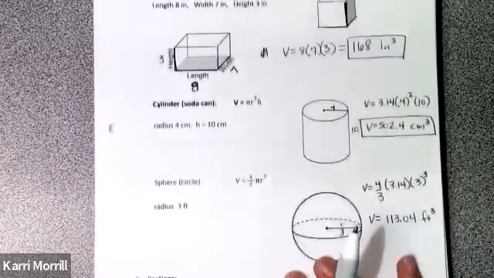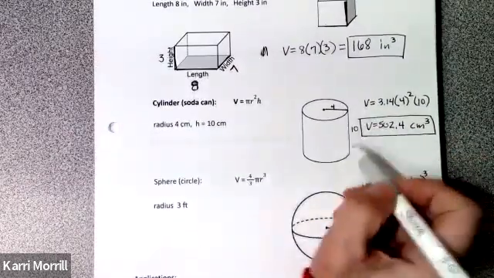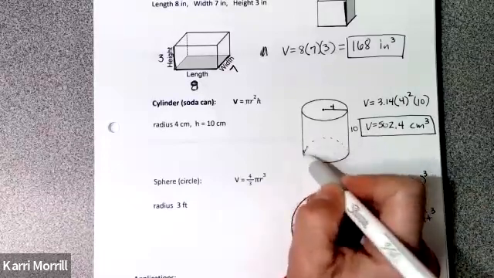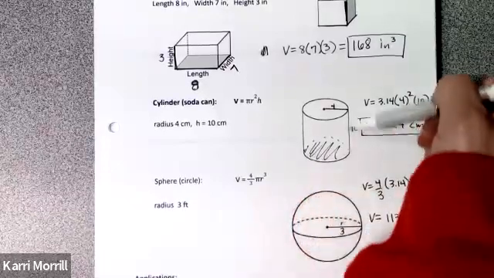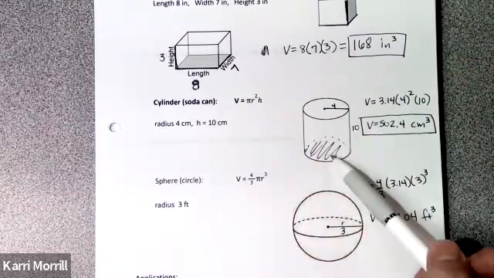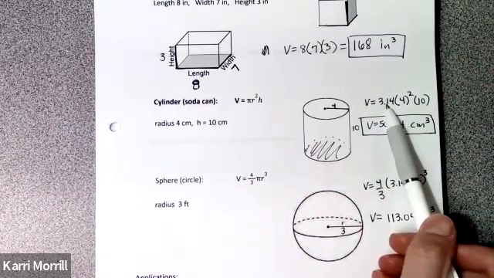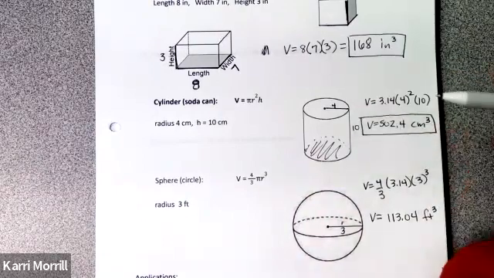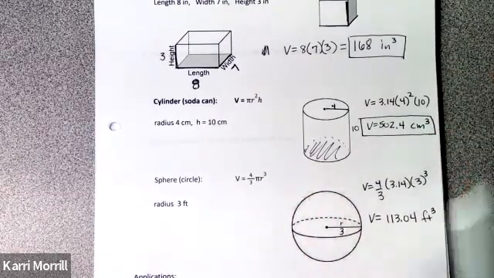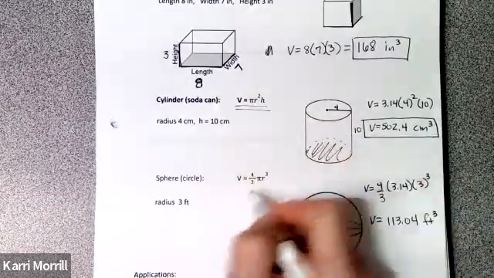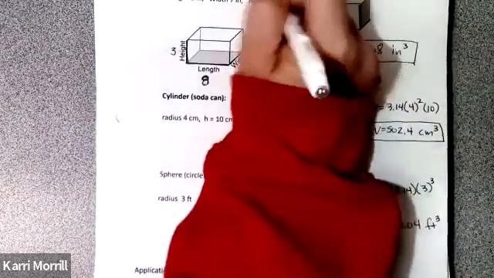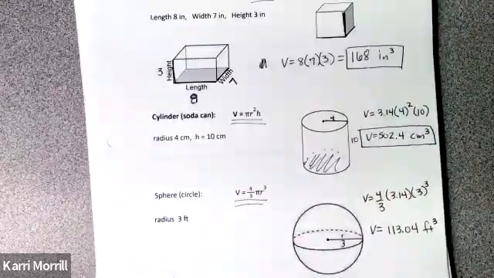A cylinder, you find the area of the circle that's in the bottom here, and then you fill it up. So you use the area of a circle, which is taking radius squared times pi, but then we multiply times the height, and that gives you the volume. So you don't have to memorize these formulas. They'll be given to you, but just know how to use them.